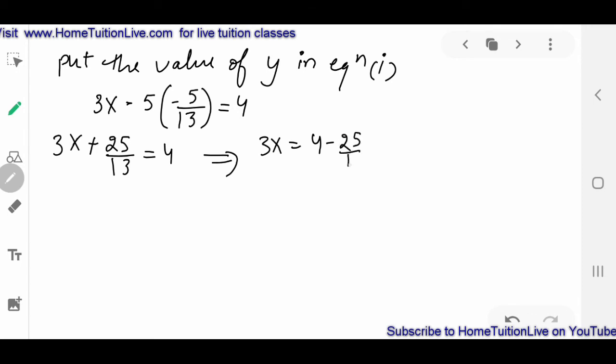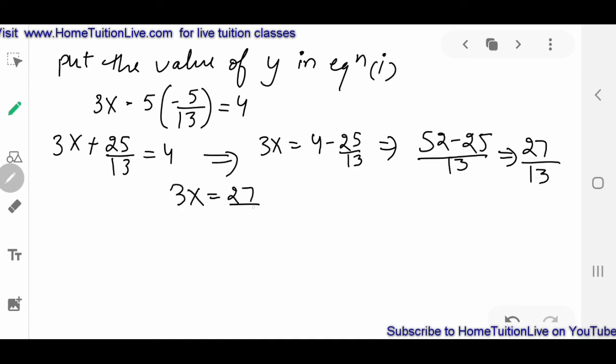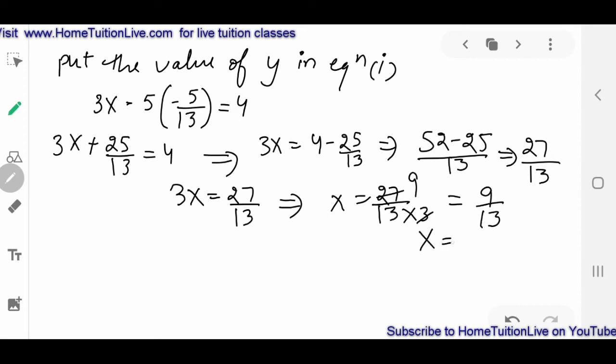25 by 13. So this will become 52 minus 25 by 13. When we subtract this, we will get 27 upon 13. So 3x is equal to 27 upon 13. Now 3 will go here, 27 upon 13 into 3. 3 nines are 27. So 9 by 13. So the x value is 9 by 13.